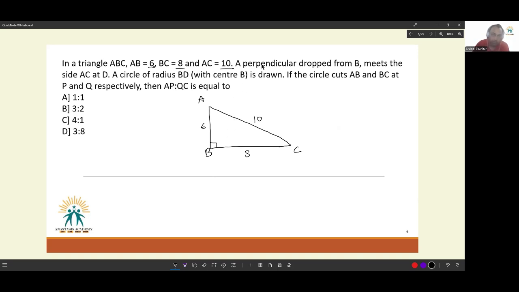A perpendicular drop from B meets side AC at D. Let's say this is the perpendicular from B dropped at D. Now, the length of this perpendicular is very easily identifiable. The area of the triangle is half into AB into BC, and it will be equal to half into AC into BD. We know half and half will get cancelled. AB times BC gives me 48, AC gives me 10. So BD will be equal to 4.8.